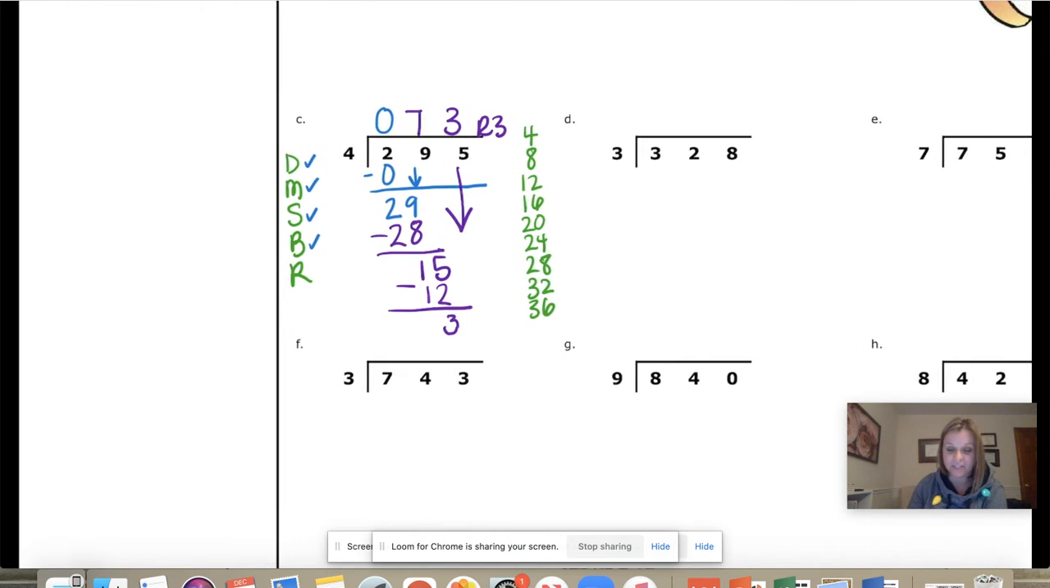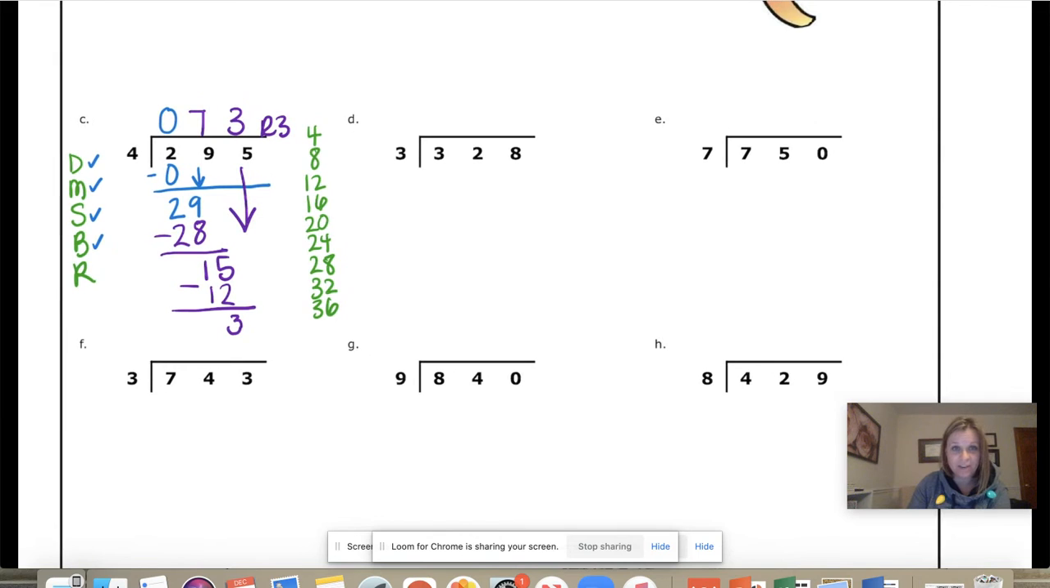Let's go ahead and do D. Okay, what do we do first? We write our steps and our multiples. Do that now. Okay, there are my steps. There are my multiples. Got it? Go ahead, finish the problem, and check back with me when you're done.